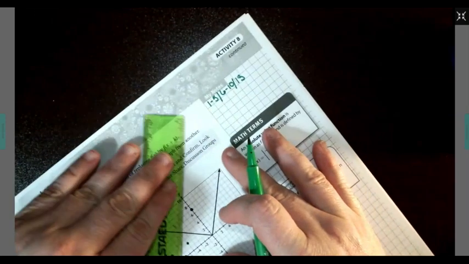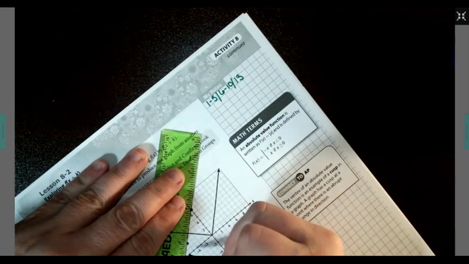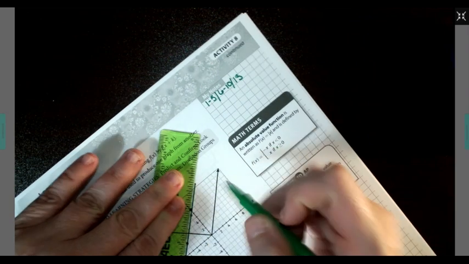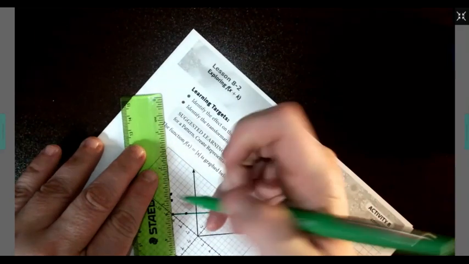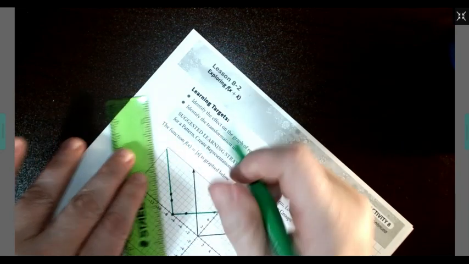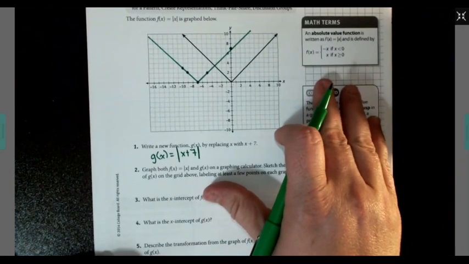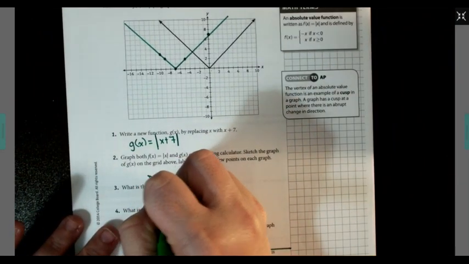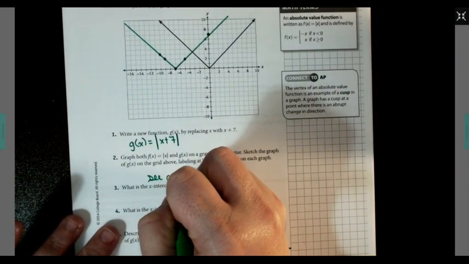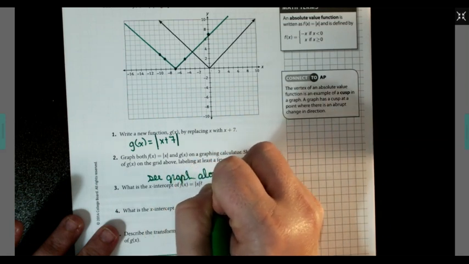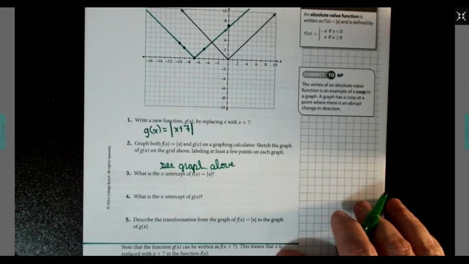Now notice how straight these lines should be. So I got a straight line going this way, and a straight line going this way, like so. So I'm going to put C, graph, above.